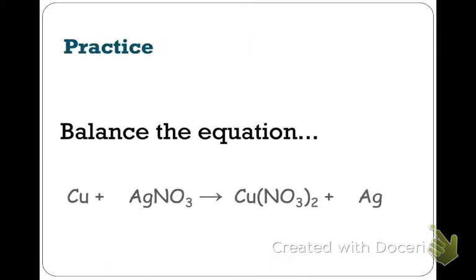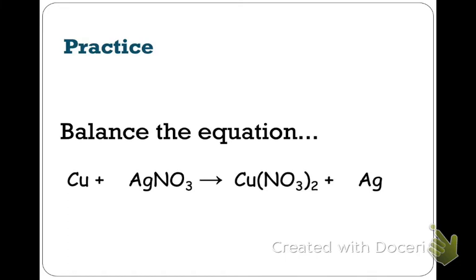So let's try this one here. I'm going to show you the way that I balance chemical reactions, and I like to make a list when I do that. Okay, so I'm going to make a list of every single element that I'm working with. Okay, so I've got copper, I've got silver, I've got nitrogen, and I've got oxygen. I make a list of all of the elements that I have present, right? Cu is an element, Ag is an element, N and O, all elements.